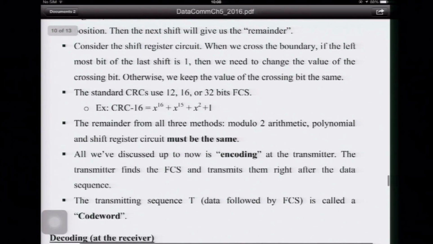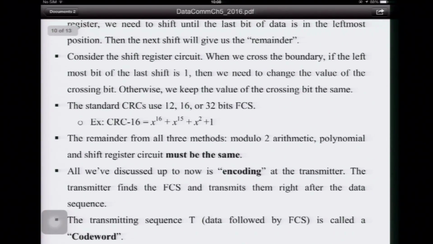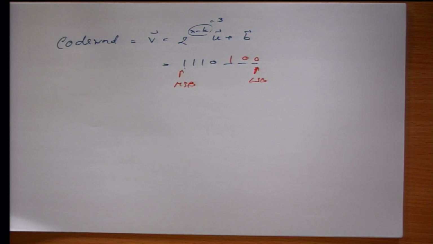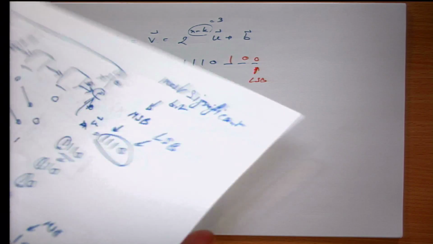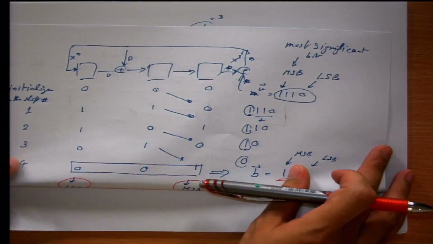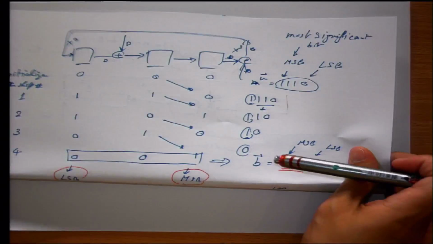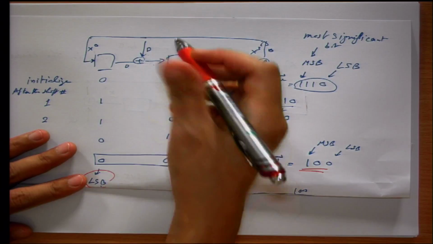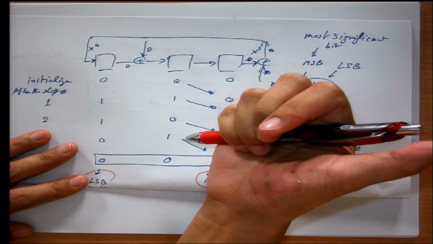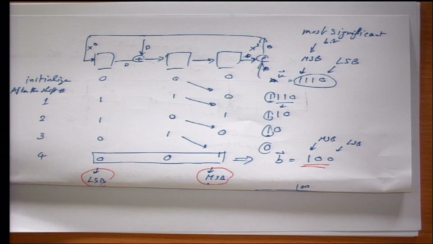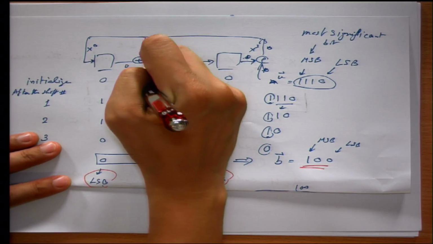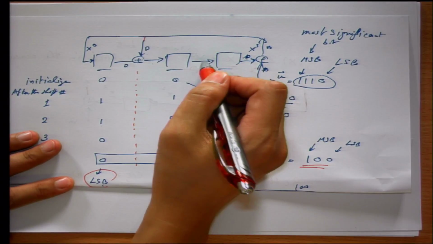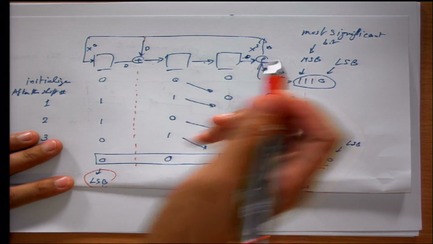And this one says that when you cross the boundary, if the leftmost bit of the last chip is 1, then you change the value of the crossing bit. So this is kind of a technique, kind of a shortcut. You can do what I said, or you can do something like this. If you have a link at this point, you can draw kind of a boundary here. This one has no boundary because there is nothing coming down.